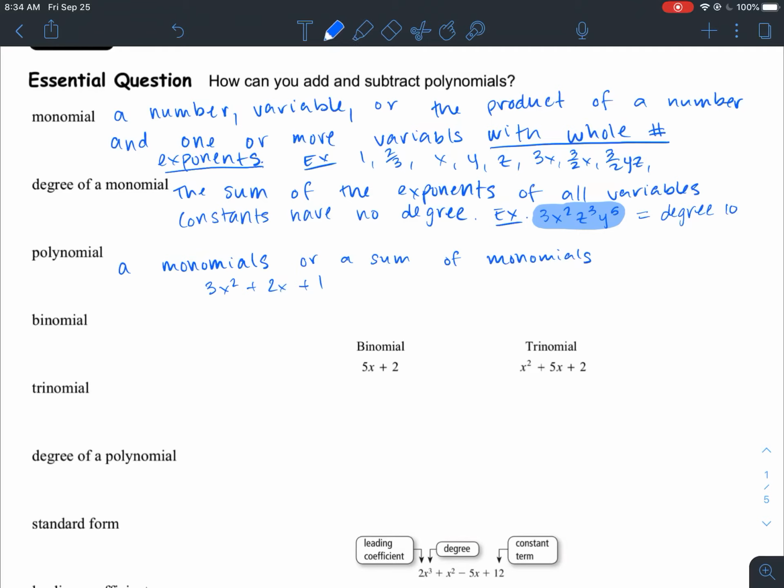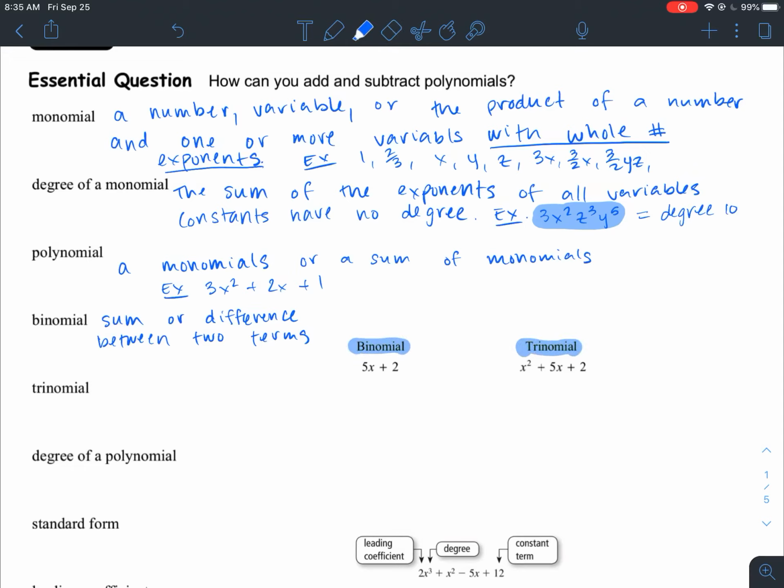A binomial is a sum or difference between two terms. For example, we have this over here, a binomial. You can see that we have two monomials, a 5x and a 2, and that's the sum of them. The difference would be 5x minus 2, the difference between two terms. Okay? So bi is the word for 2, just like up here, monomial means 1. Bi means 2. So this is an example of a binomial.